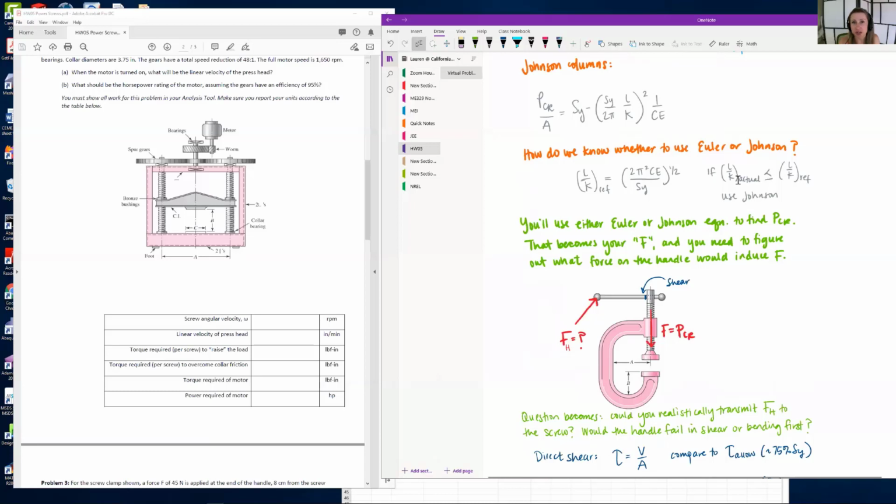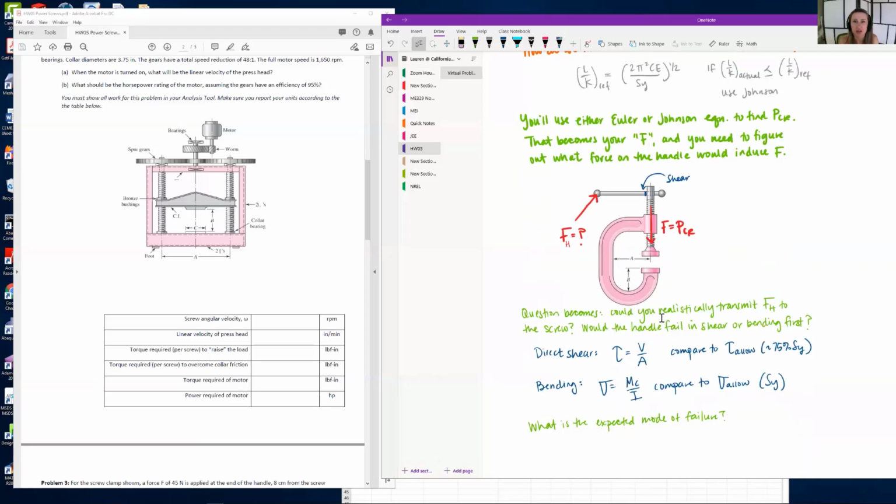And if your actual slenderness ratio is less than or equal to the reference slenderness ratio, use Johnson column. Otherwise, it's long and skinny enough to be considered an Euler column. So you use a different equation for PCR. So you'll use either Euler or Johnson equation to find PCR. That becomes your F, and you need to figure out what force on the handle would induce this F.